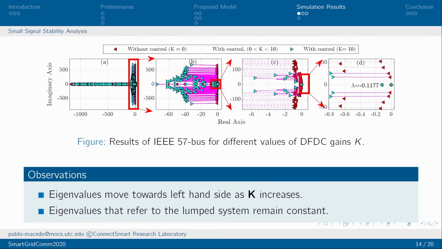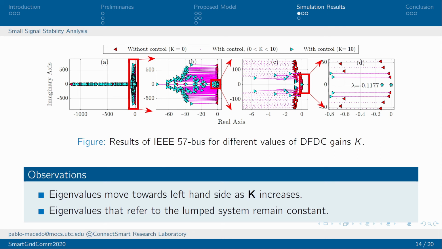In this section, we will show the modal analysis results for the IEEE 57 and 118 bus cases. The modal analysis was performed by calculating the eigenvalues of the state matrix A with the proposed control for various values of K, varying from 0 to 10. As you can see in the figure, the eigenvalues move towards the left-hand side as the gain K increases, which indicates that the system becomes more stable as the oscillatory modes damp faster when higher values of K are used.